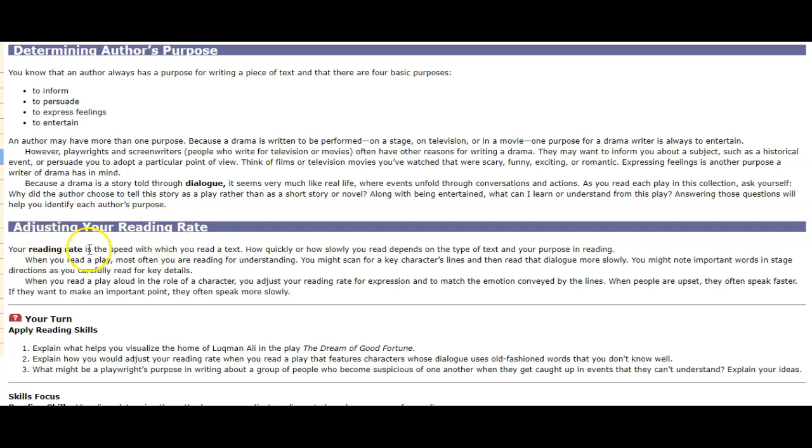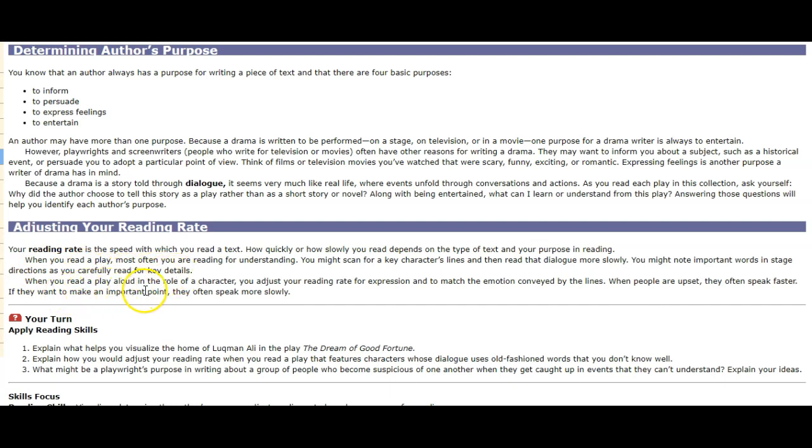Adjusting your reading rate. Your reading rate is the speed with which you read a text. How quickly or how slowly you read depends on the type of text and your purpose in reading. When you read a play, most often you are reading for understanding. You might scan for a key character's lines and then read that dialogue more slowly. You might note important words in stage directions as you carefully read for key details.